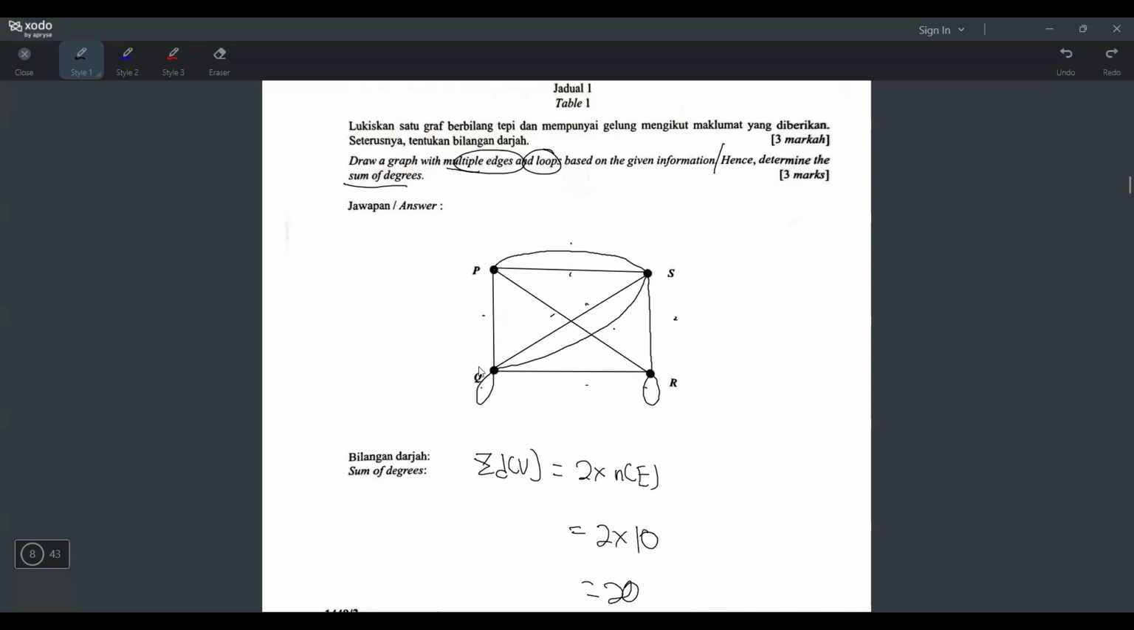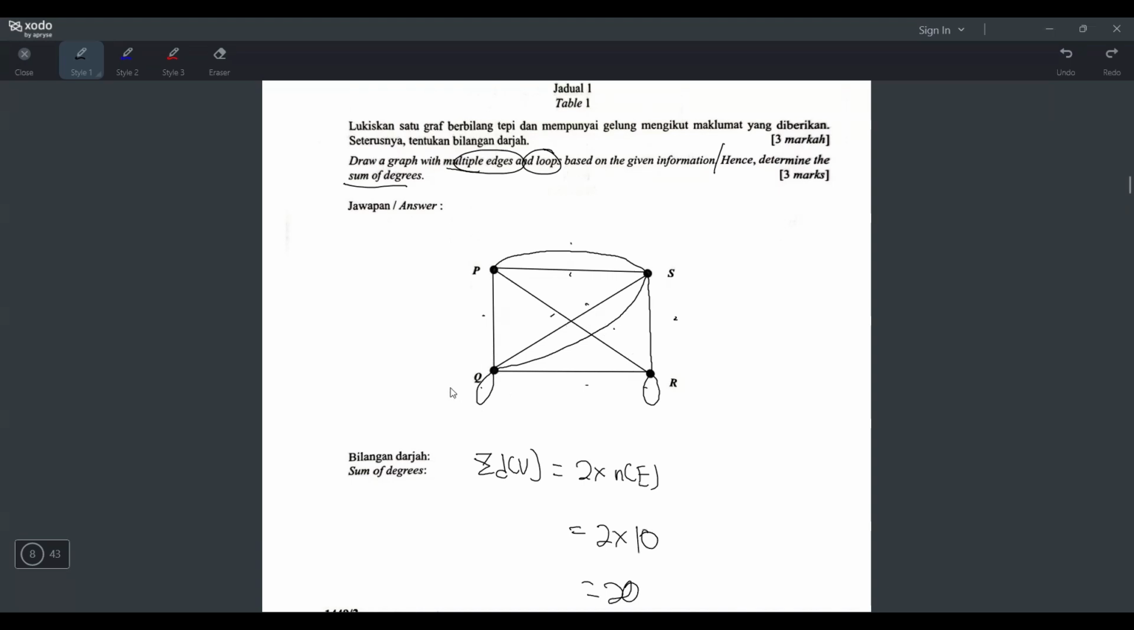Also take note, loops we count as one edge. But if we want to count degree, the degree of a loop will be 2. I repeat one more time. For a loop, we count it as one edge, but when we want to count the degree of a loop, it will be 2. Because what is degree?